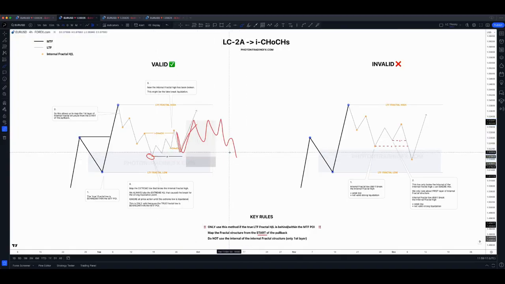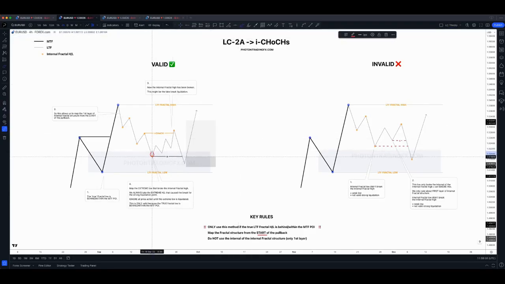Okay, I'm going to keep repeating this because I'm seeing so many mistakes with it. Okay, so this is valid. If it gets liquidated, the POI is still respected, we can take the entry. Okay. So read these annotations. It can kind of help you to do it, right? Map the extreme low that broke the internal fractal high. We've done that. Okay, this low here.